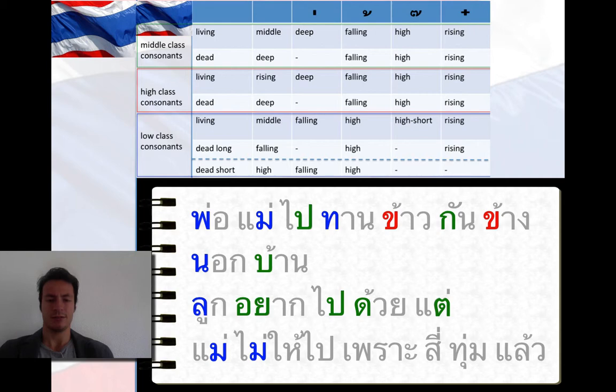Mai, falling tone. Hai, falling tone. Bpai, middle tone. Proh, high tone. Si, low tone. Tum, falling tone. Laew, high tone.